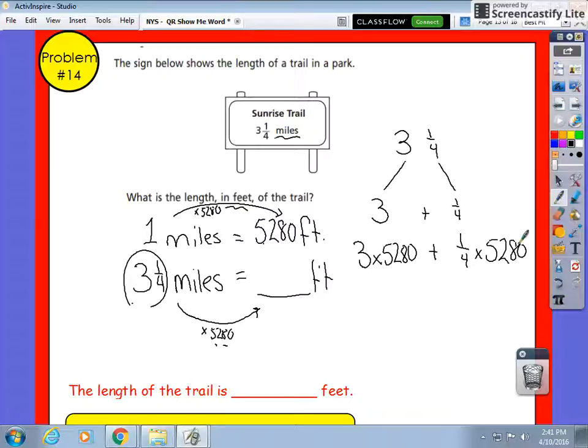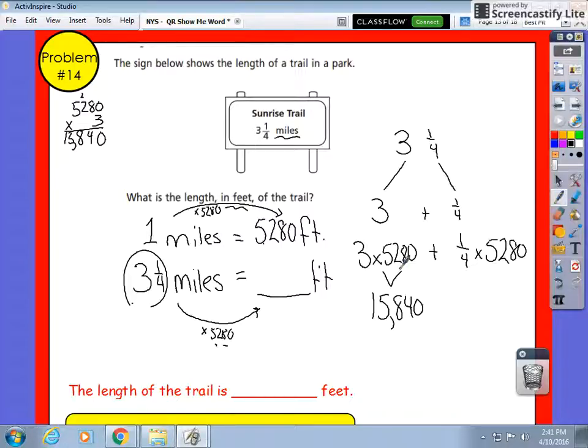So I'm going to do my work off to the side. I'm going to multiply 5,280 times 3, and I'm going to find out that I have 15,840. So that's what those two equal when I multiply them together. Now I want to multiply 1/4 times 5,280.